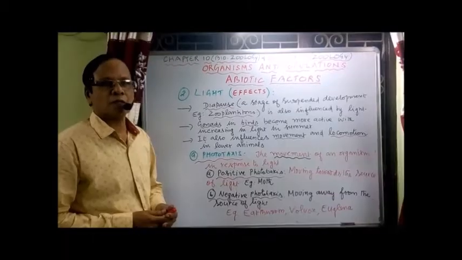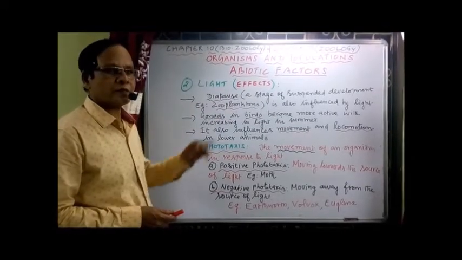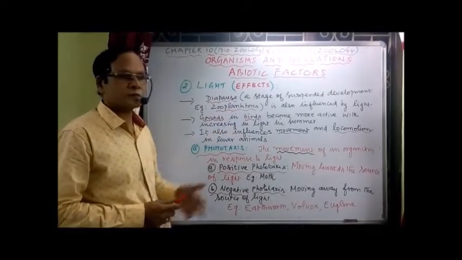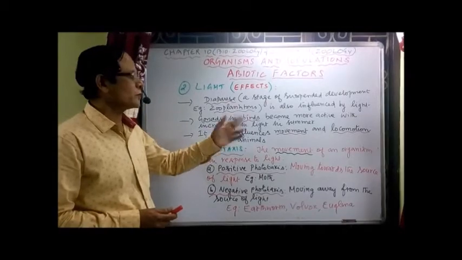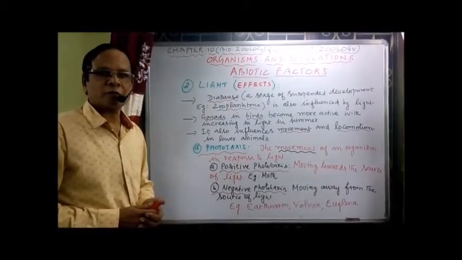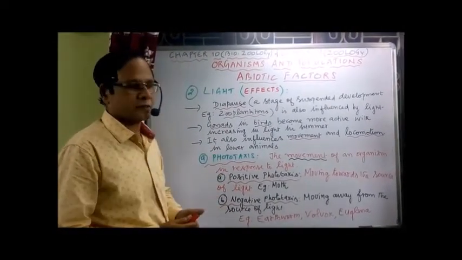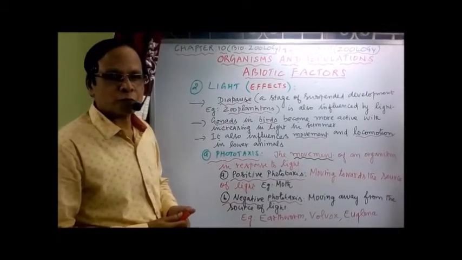We'll see now. I already explained the effects of light in diapause condition and the effects of light on the gonads of birds, and also we have movement and locomotion. Now we have different types of movement in response to light. Number 1, phototaxis. Number 2, phototropism.